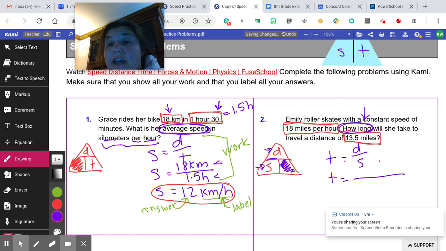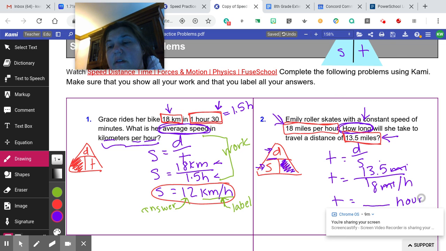Okay, so what goes on top is distance. The distance is right here, which is 13.5 miles. And we're going to divide it by our speed, which is 18 miles per hour. And then you're going to plug those numbers into the calculator. You're going to get your answer of time, and for your label, miles will end up canceling each other out, and it will be in hours.